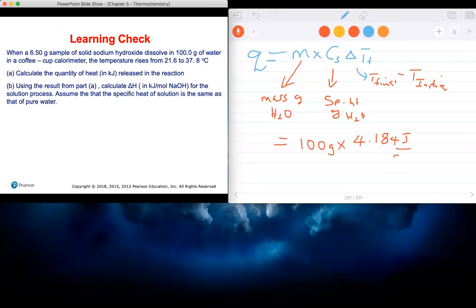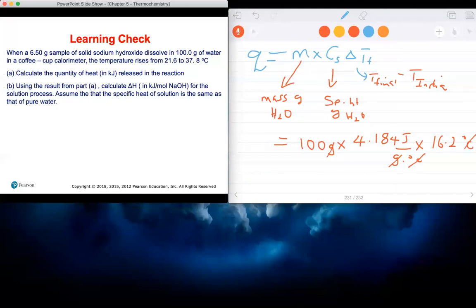This is joules per gram times degrees Celsius, times the change in temperature. It rose from 21.6 to 37.8, so 37.8 minus 21.6 should be 16.2. This is 16.2 degrees Celsius. This will go away, that will go away, that will go away.